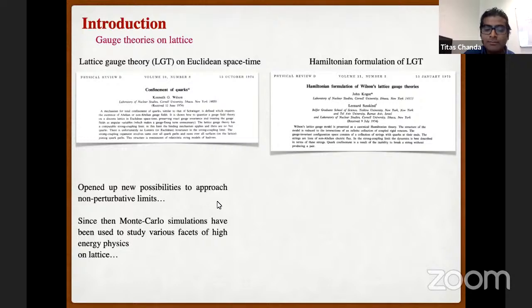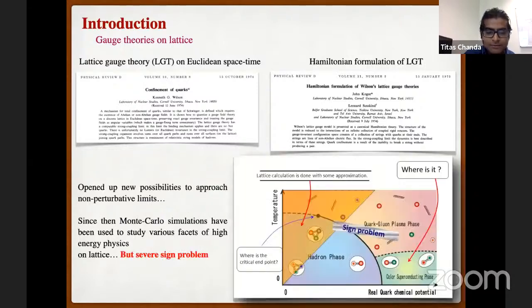And since then, quantum Monte Carlo has been very successfully used to unravel the high energy physics. However, we all know that in quantum Monte Carlo, there is a severe sign problem whenever there is a chemical potential. For example, this is the proposed QCD, quantum chromodynamics, phase diagram. We have chemical potential of quarks and we have temperature. And only in this shaded region, quantum Monte Carlo can be applicable, whereas in these regions, we have the sign problem. So it turns out that still to this day, we have various open problems in this subject.